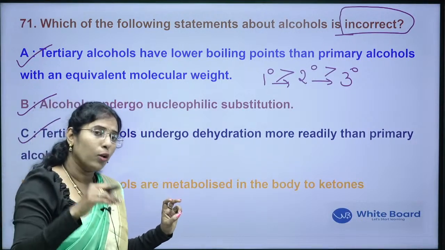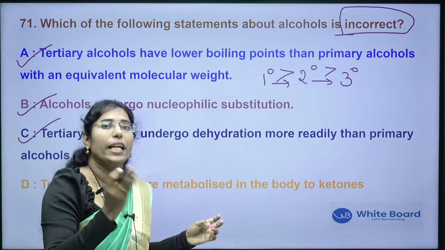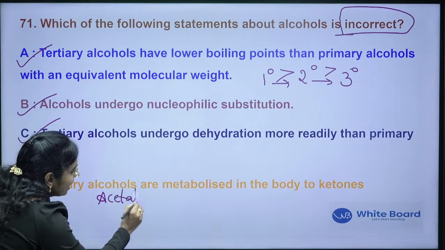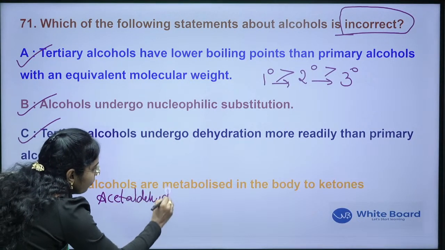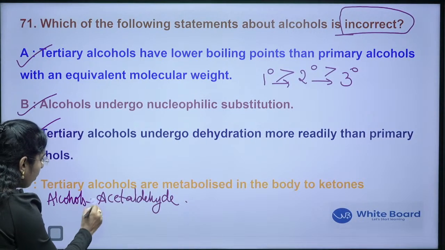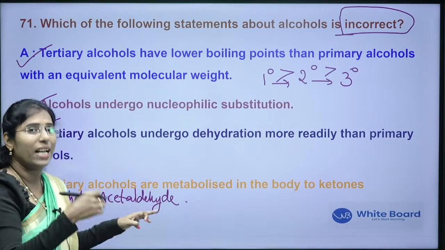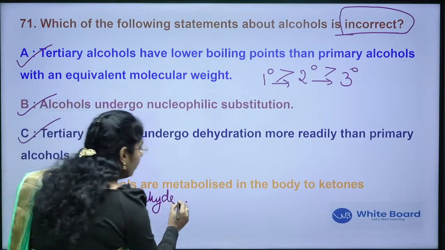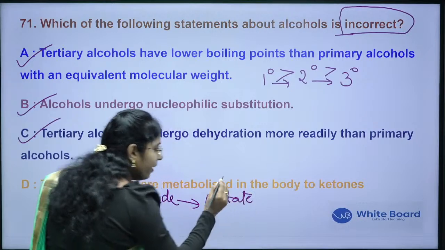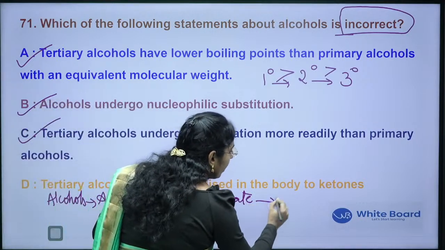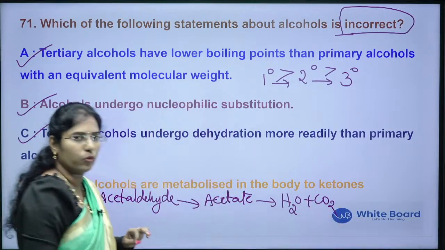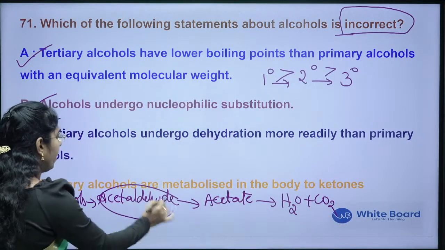No, they are not going to metabolize in the body to ketones, but they are going to metabolize to acetaldehyde. Okay, first these alcohols. If any person takes alcohol, it first gets metabolized to acetaldehyde. Later on, it will be converted to acetate. Then it will be further metabolized to water and carbon dioxide, and that will be eliminated out of the body. But this is the very dangerous one.